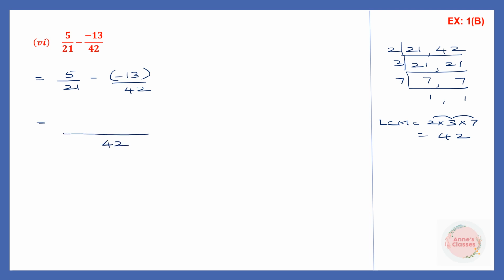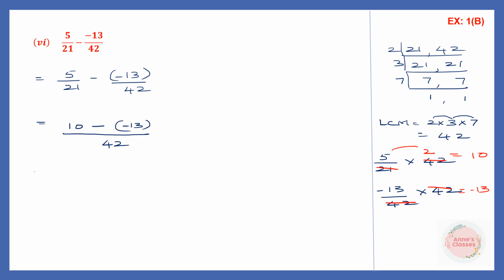Take the first rational number, 5 by 21 into 42. So cancel, 21 twos are 42, 5 twos are 10. So our first numerator here is 10. Minus, take the next one, minus 13 by 42 into the LCM, which is 42 also. So cancel. So what do we have? Minus 13. So here this becomes minus 13.